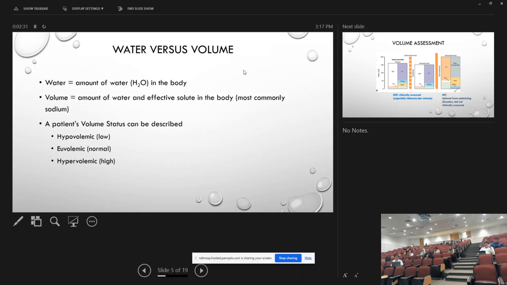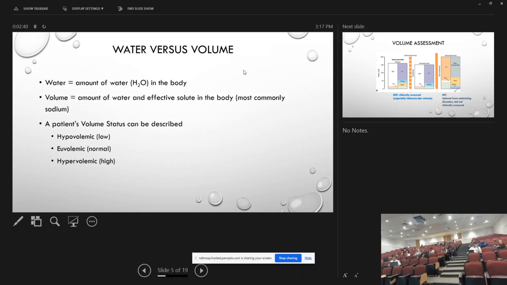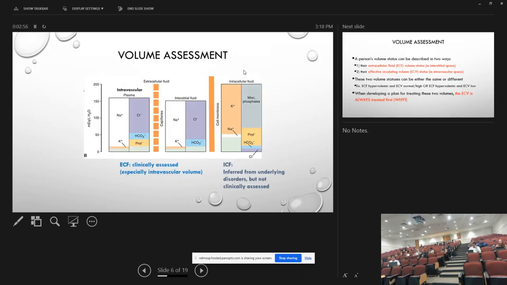So a patient's volume status, again, can be described as hypovolemic, meaning the volume status is low, euvolemic, normal volume status, or hypervolemic. We saw or learned a lot about hypervolemia in congestive heart failure, right? Where those patients tend to have quite a bit of volume on board. And there are a lot of other disease states that will cause hypervolemia as well.